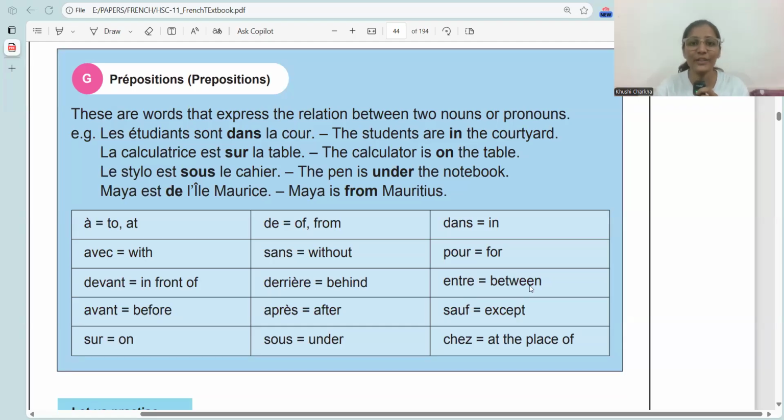In this video, we are going to learn the prepositions in your HSC 11th standard textbook. This video can be watched by either students of 11th standard or anyone willing to learn the prepositions.